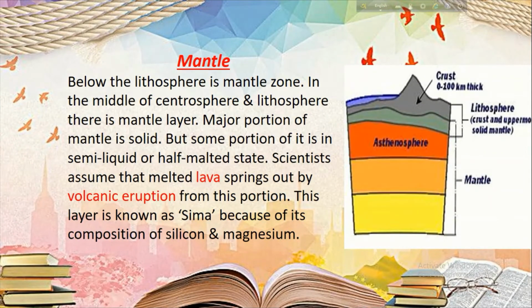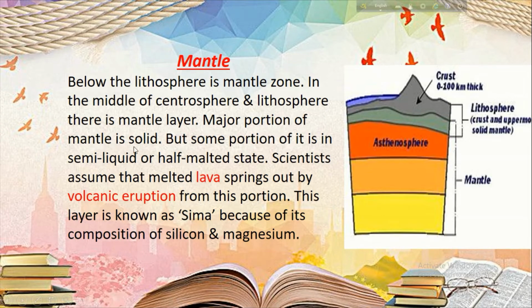We will go to the mantle zone now. Below the lithosphere is the mantle zone. This is the zone of the lithosphere, crust, and upper mantle, the solid portion, and we know the thickness is 100 kilometers. Below the lithosphere there is the mantle zone, upper mantle and lower mantle, lying between the centrosphere and the lithosphere.